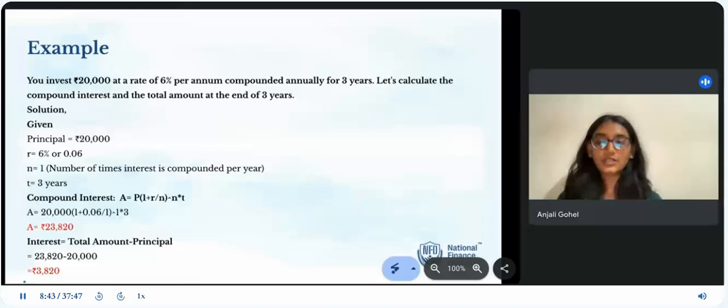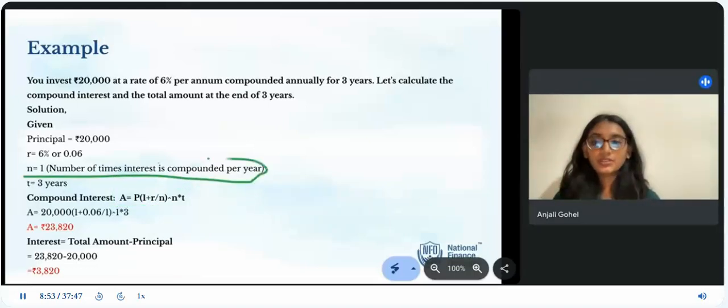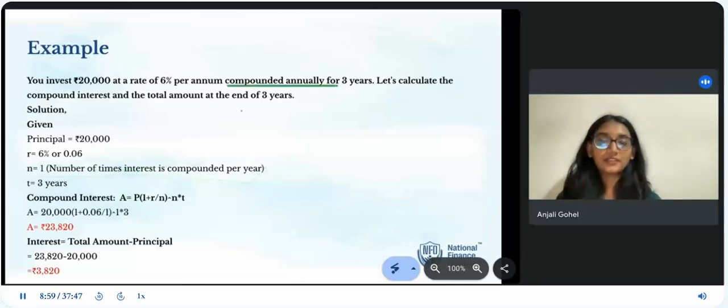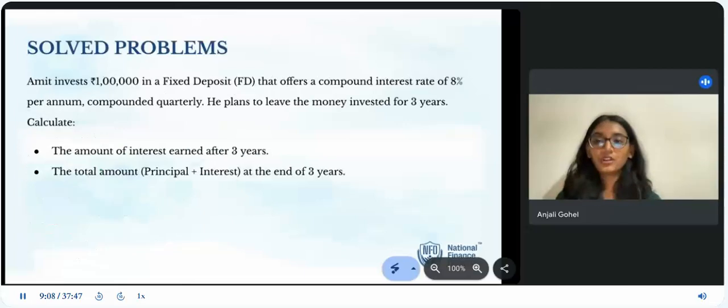Alright, I hope you are clear with how the calculations are going, and that you've understood how we calculate n here. This is something you have to be careful of when it comes to compound interest. You'll have to read the question very carefully, understand how often it is being compounded, and depending on that your number of times will change. Alright, let's move ahead. This is another question.